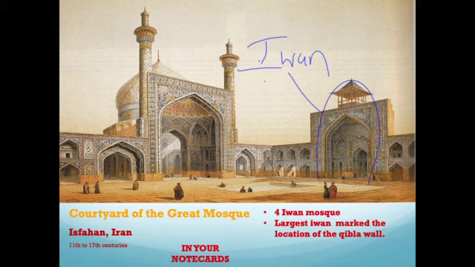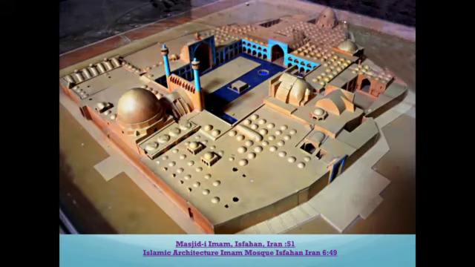It took a long time to create this mosque. It took about 600 years for it to be built, and when we start to look through some of the images, you'll see why, because of how ornate it is. It's very large. It's a large mosque complex.